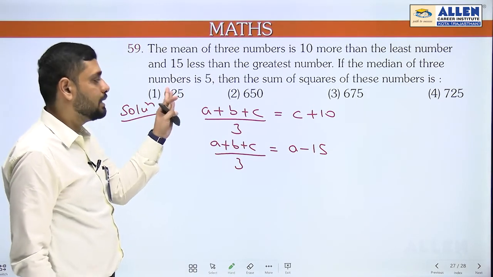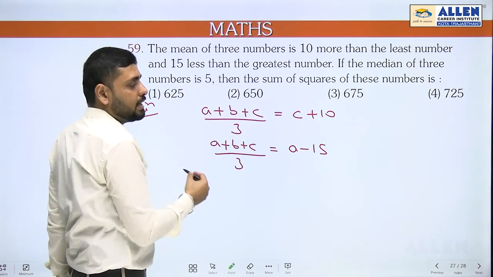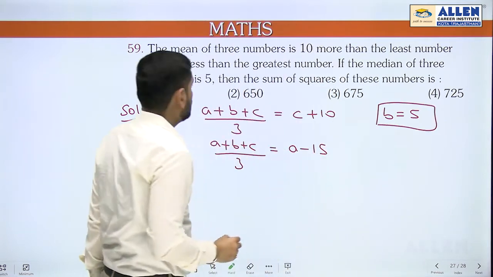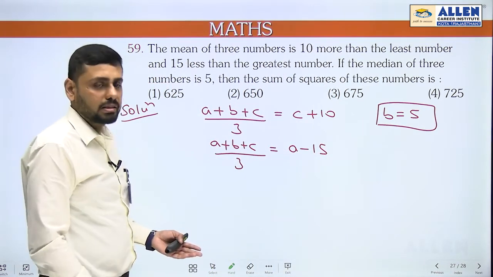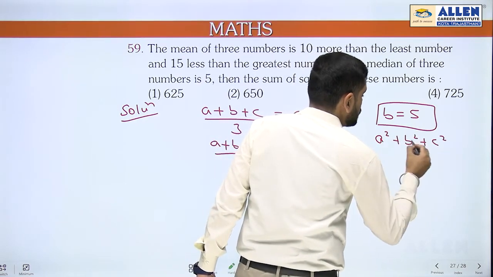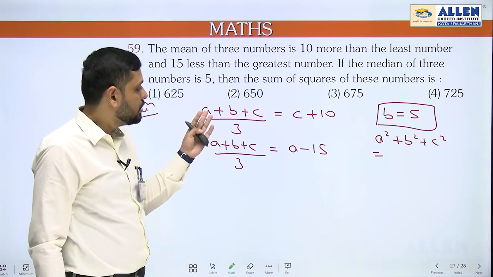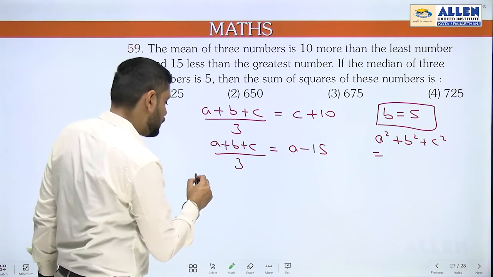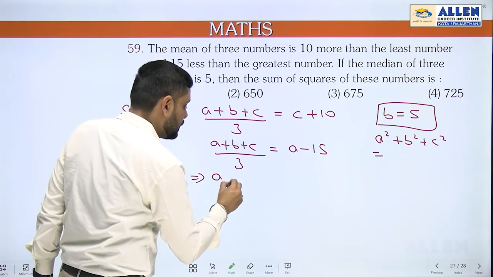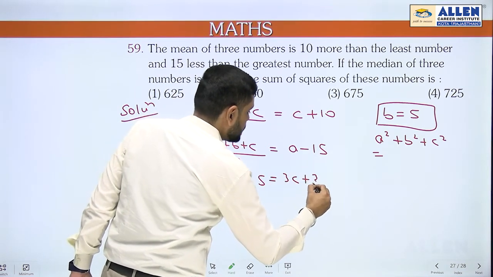If the median of the 3 numbers, if this is the greatest number, this is the least number, and this is the middlemost number, then the median is B, and the value of B is given as 5. Then we need the sum of the squares of the numbers, so we need to find A square plus B square plus C square. We already know the value of B, now we will find the values of A and C from here. So we will keep the value of B, and what will we get? We will get A plus C plus 5 equal to 3C plus 30.